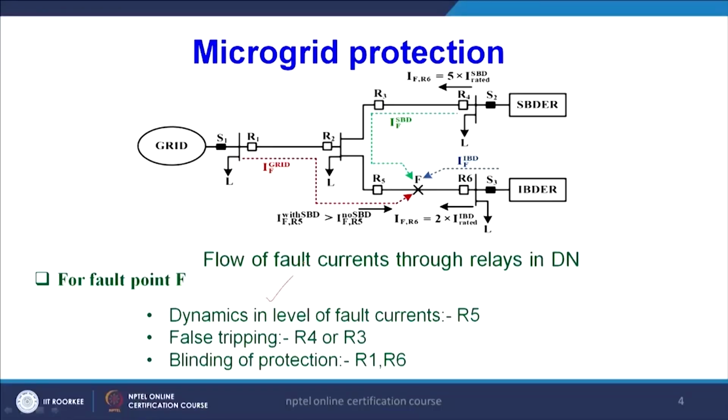And the major issues I want to revise here. The first point is dynamics in the level of fault current, and the second is fault masking and blinding of protection. Talking about the dynamics, let us say we have different types of renewable sources, like inverter based DGs such as solar, and also small hydropower plants where we use synchronous based machines. In that case, if a fault is incepted, depending on the type of renewable source, the fault current level will differ.